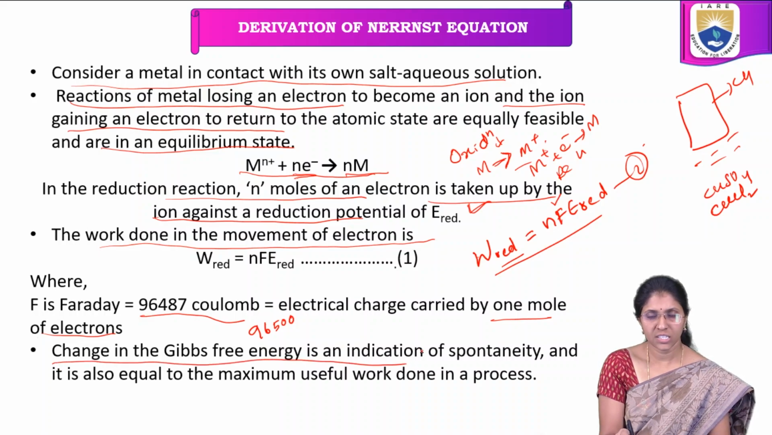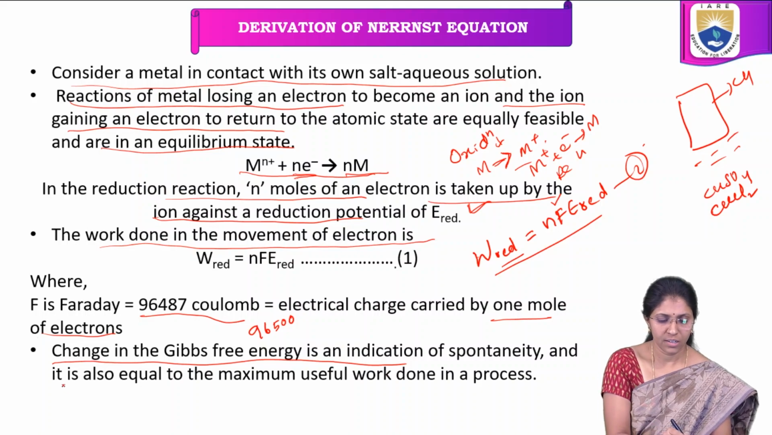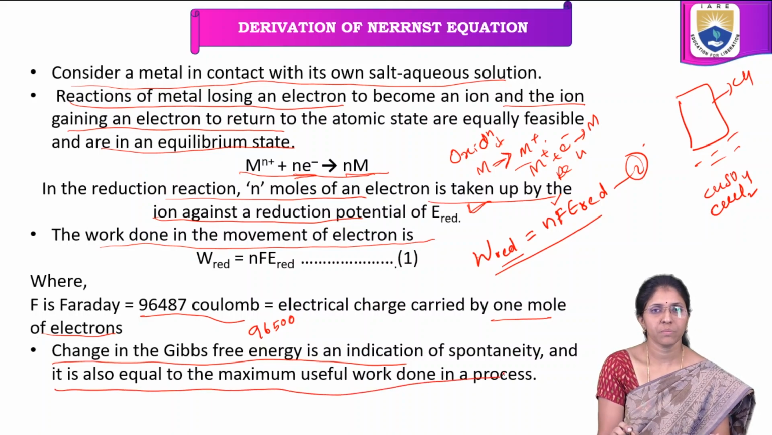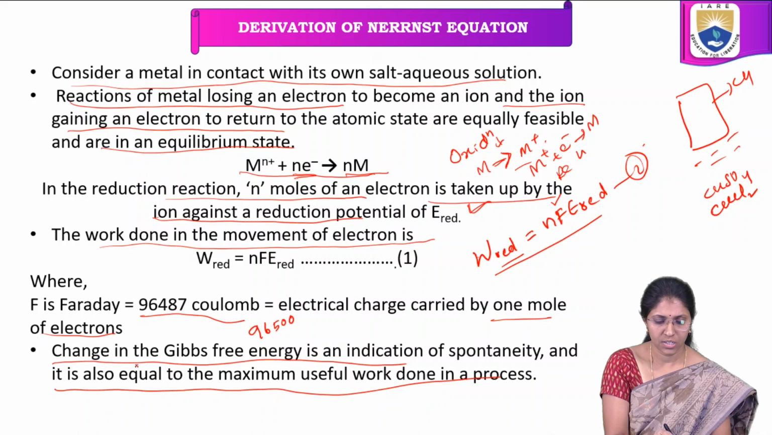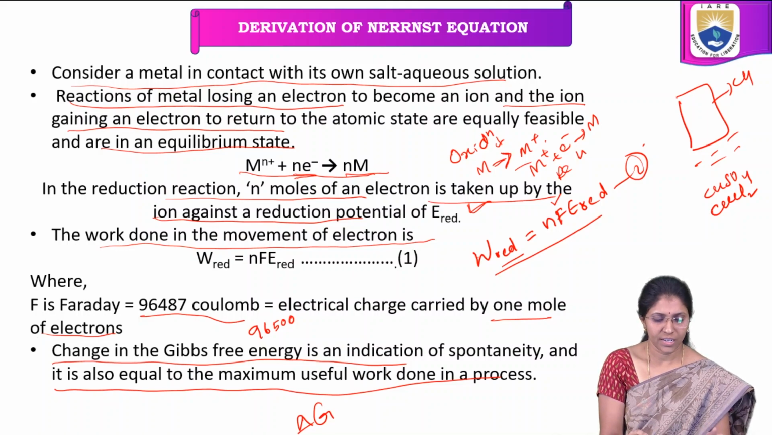We know that the change in Gibbs free energy is an indication of spontaneity, and it is also equal to the maximum useful work done in the process. The change in Gibbs free energy is denoted by delta G. This is an indication of spontaneity, and this is equal to the maximum work done in the process.